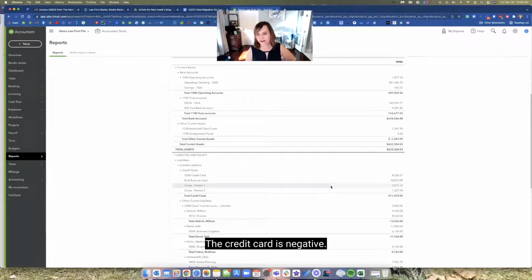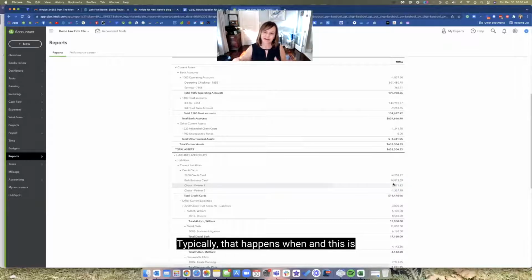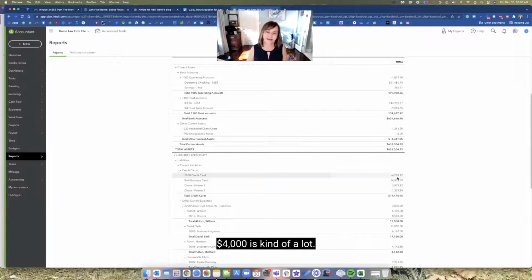The credit card's negative. That's one of my pet peeves. If I see a negative balance, this is a balance. This one happens to be a balance with some negatives as well, with some sub accounts. Typically that happens when they had a credit balance. $4,000 is kind of a lot. Somebody overpaid their credit card, but it can happen.